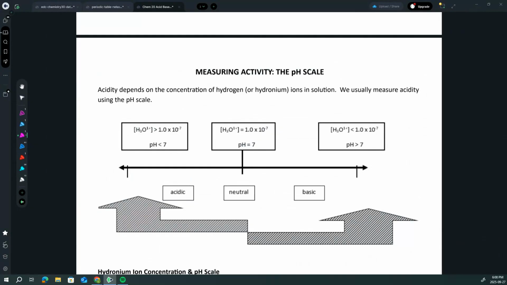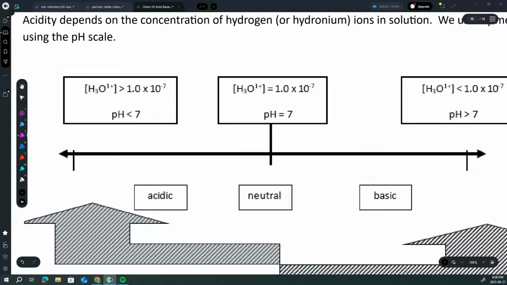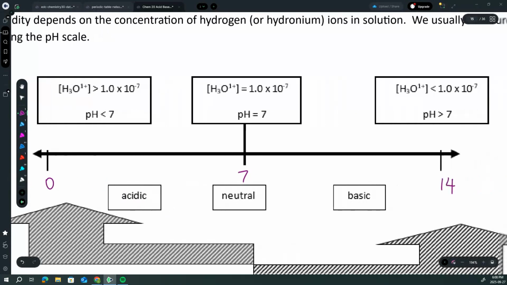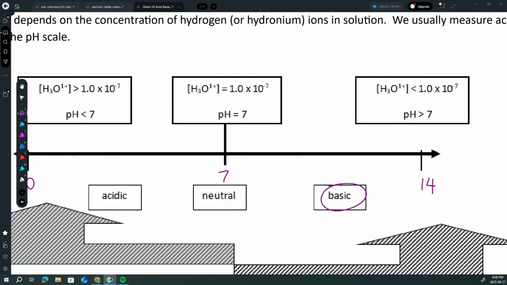Just as a quick reminder, the pH scale ranges from 0 to 14, with 7 in the middle, meaning that a solution with a pH of exactly 7 is going to be neutral. Anything that is less than 7 is going to be acidic, and anything more than 7 is going to be basic.